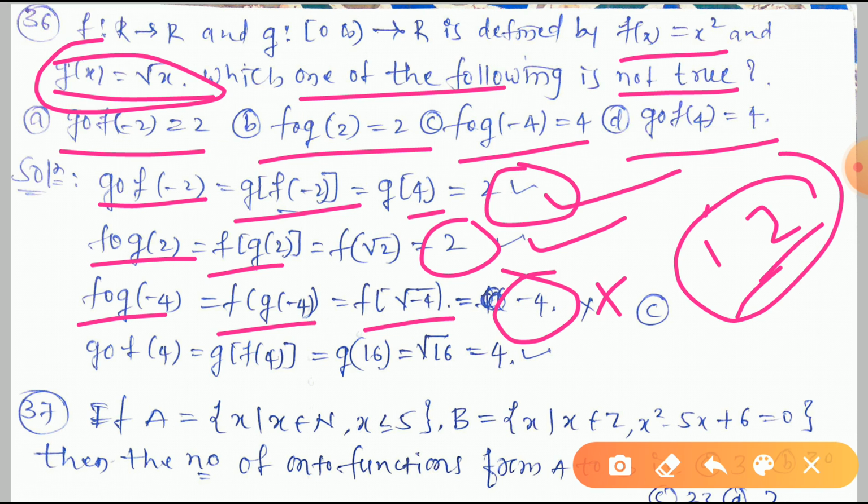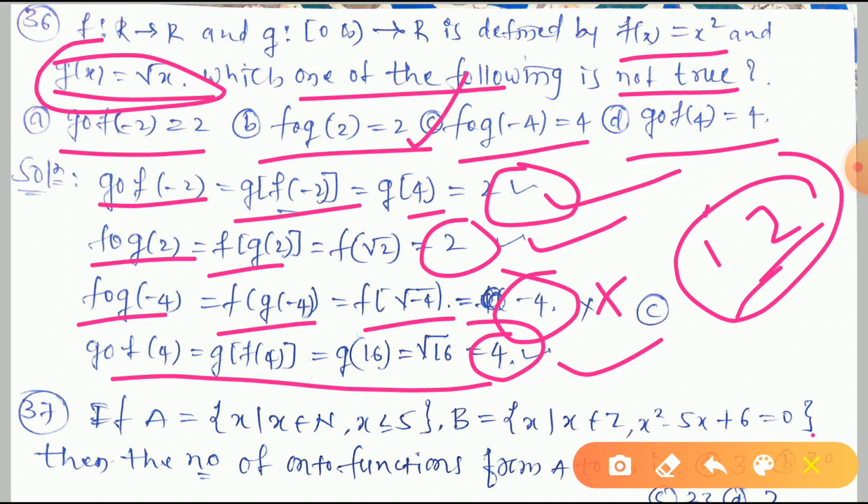Similarly to check option d, g composition f of 4 is equal to, after simplification we get 4, this is also true. Therefore the third choice is not true. Because of this, the right choice of this question is c, which is not true: f composition g of minus 4 is equal to 4.